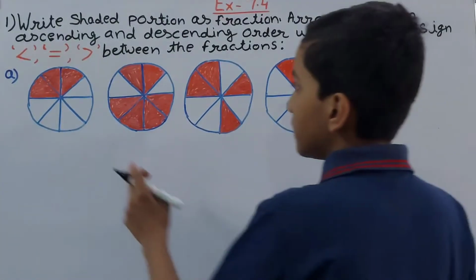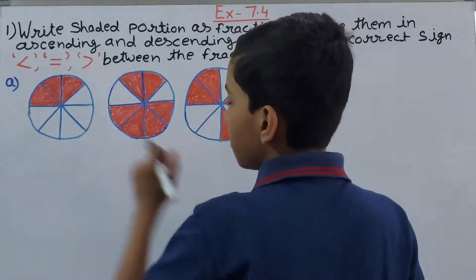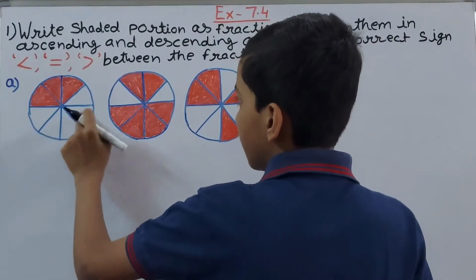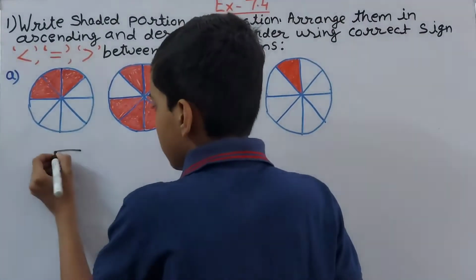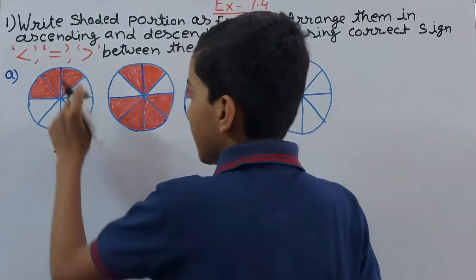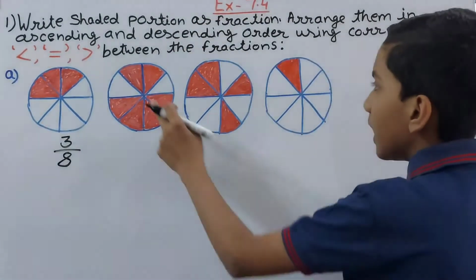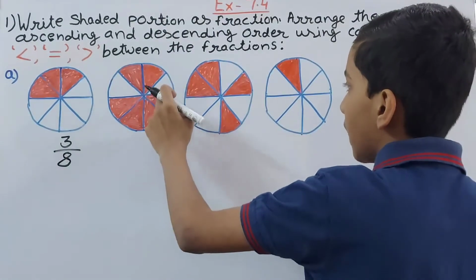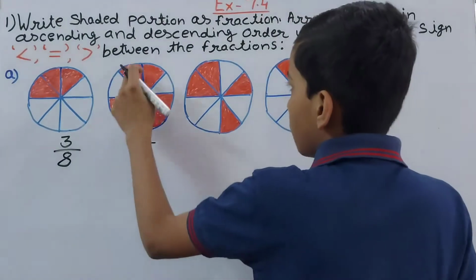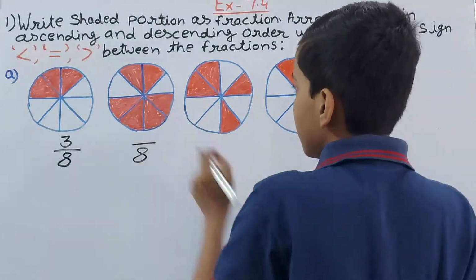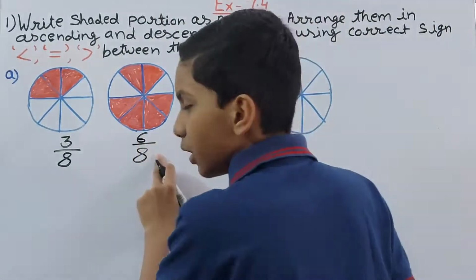In the first figure, how many parts are there? 1, 2, 3, 4, 5, 6, 7 and 8. So in the denominator we will write 8, and 3 parts are shaded. So this becomes 3 by 8. Now here, 1, 2, 3, 4, 5, 6, 7, 8, and 1, 2, 3, 4, 5 and 6 parts are shaded. So this becomes 6 upon 8.